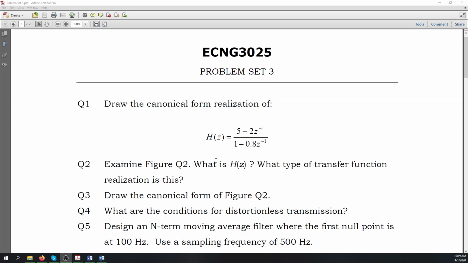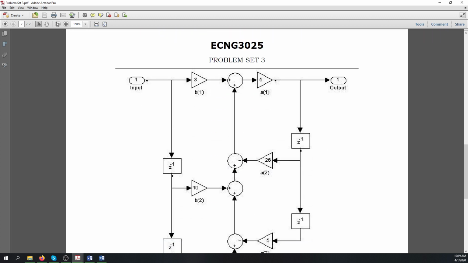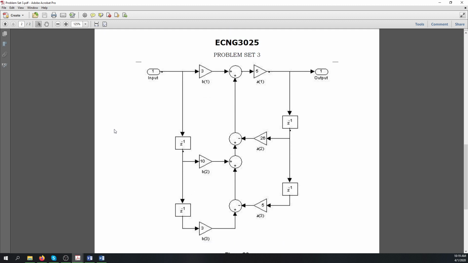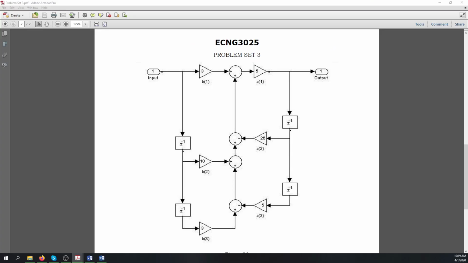Alright, so that's question 1. Question 2 is to examine the figure for question 2, and we need to figure out what is each of z. So this will be the figure here for question 2. And I'm going to have to annotate this a little bit. What we're going to have to do in annotating this is figure out that we need to use some intermediary signals at the output of each one of these summation points to formulate our entire transfer function.